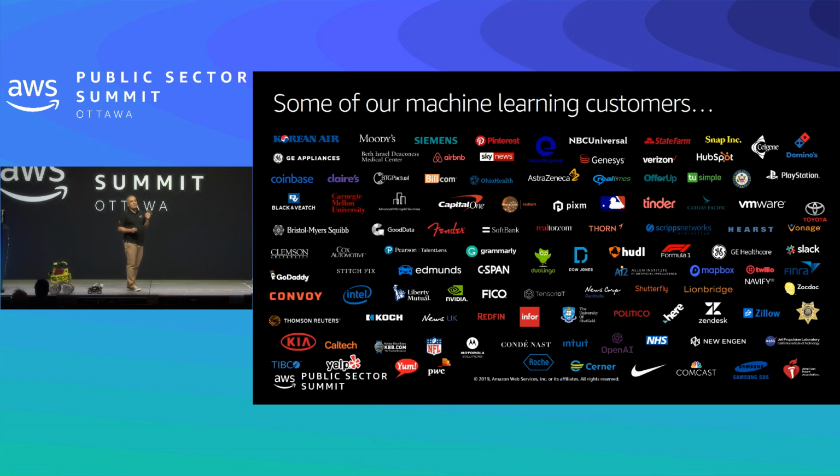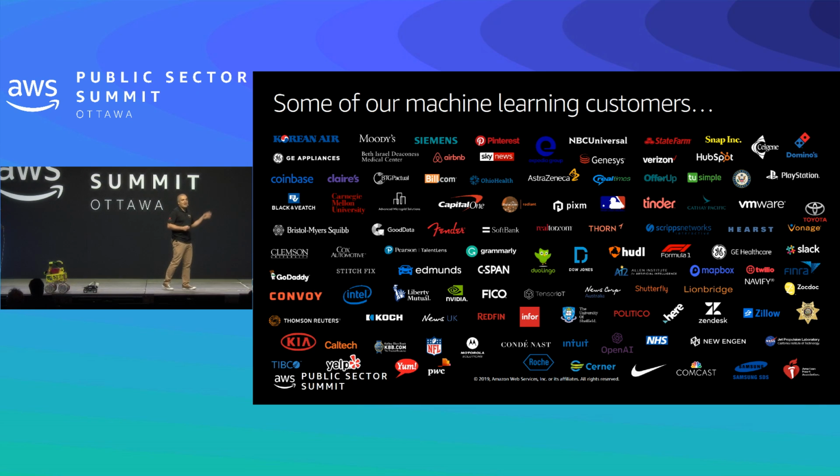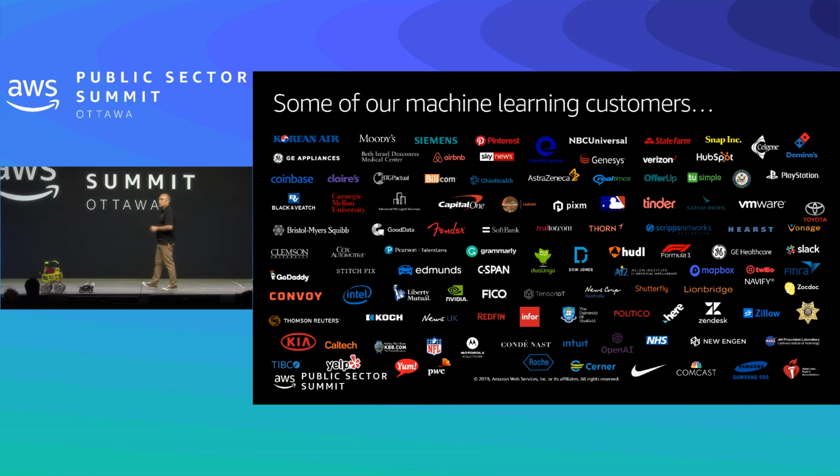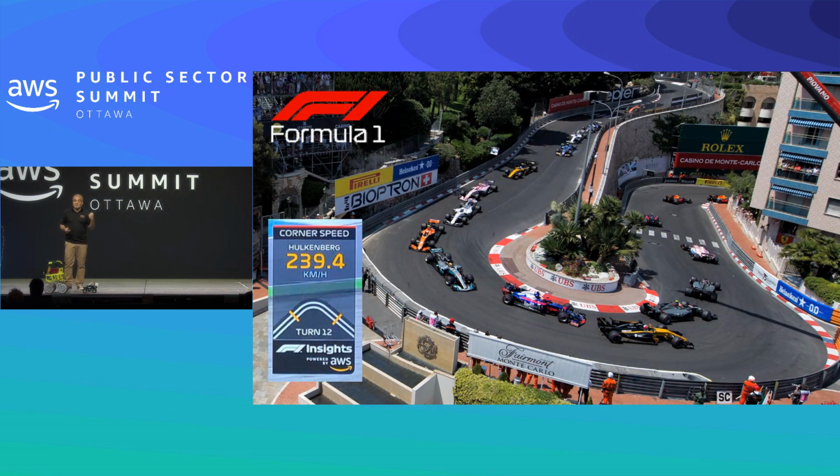And definitely, Amazon is not the only one who has been working on it. This is just a small fraction of customers who have been implementing machine learning nowadays using AWS. But I'd like to dive a little bit more into the possibilities. And the first one is an example that you saw this morning in the keynote. It's about Formula One. Formula One is a great customer of AWS.